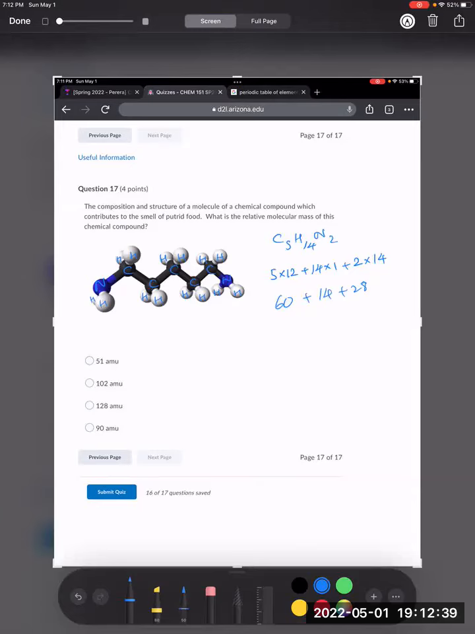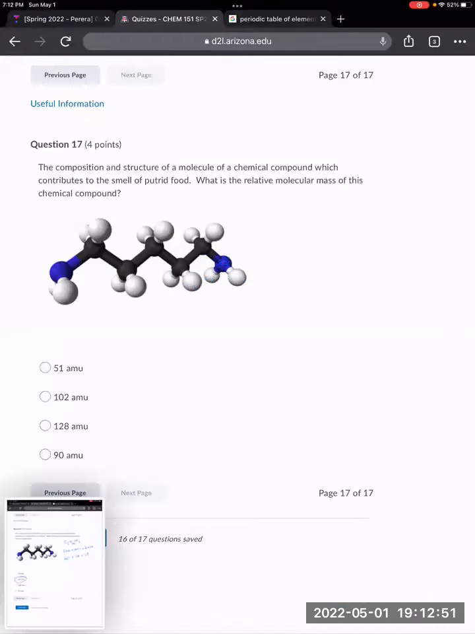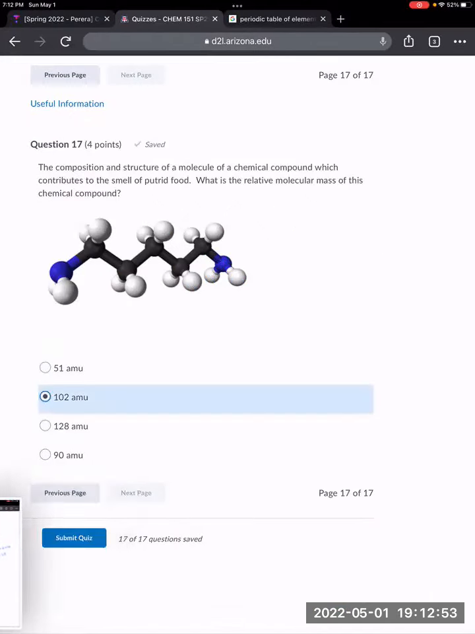So if you add these up, it should be 88, 98, plus 4 is 102. So 102 is over here. That should be our answer. 102. That's it. And let's submit our quiz.